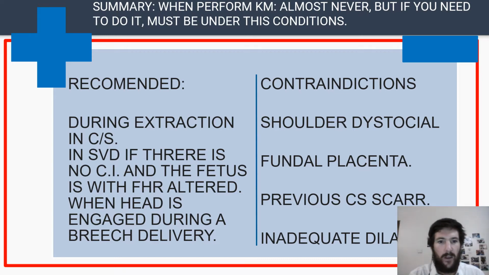So when is it recommended? When you are making an extraction in the cesarean section, all of us know that. In a simple vaginal delivery, if there is no contraindication that we will see, and the fetus has an altered fetal heart rate, so we're in a non-reassuring status, we're in a second stage, and we don't have options to move this mother for cesarean section, we can perform this maneuver in order to make a fast delivery. Maybe the mother is not pushing well, and we need to take the baby out fast because the baby is in a non-reassuring fetal status. So we need to save the baby. But not all the situations are like that.